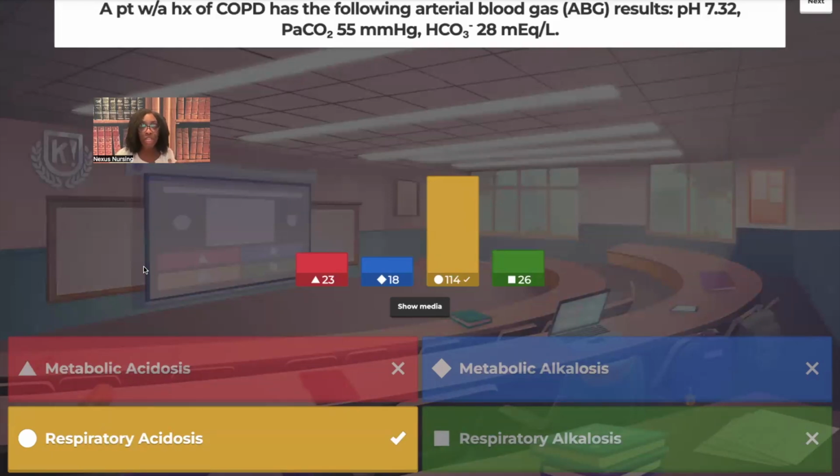Partial compensation. How do we know we're at partial compensation? The lungs are in trouble. That's why the patient's in respiratory acidosis. The only ones that can help are the kidneys. Kidneys are supposed to be 22 to 26. When we look at this number, it's 28. That means the kidneys are trying to help. That's why we're at partial compensation. Very good. Let's move on.